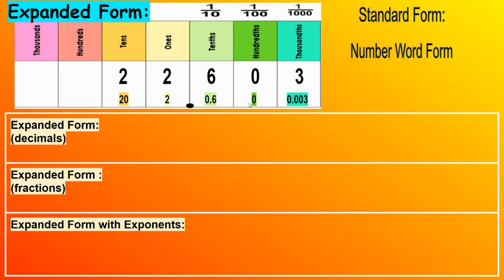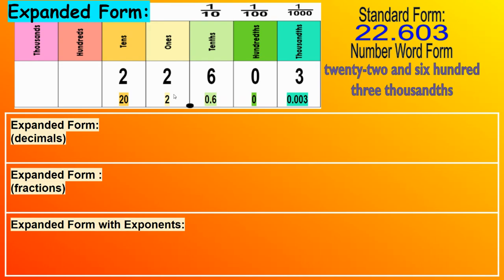So, in standard form, as you can see, I have put my number into the place value chart. So it's 22 and 603 thousandths. So that means that I have 2 10s, 2 1s. So 2 10s is 20, 2 1s is 2, 6 tenths is 6 tenths, 0 hundredths is 0, and 3 thousandths is represented as 3 thousandths here. So let's start by writing it in number word form.